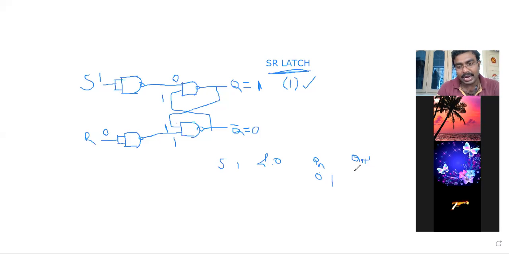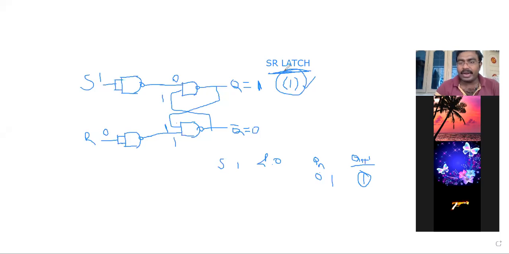Whether you take the present state as 0 or 1, whenever you give the input as 1 0, for that latch your next state will always be what? 1, sir.